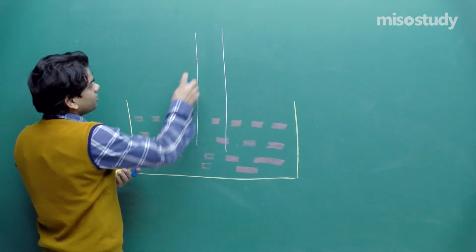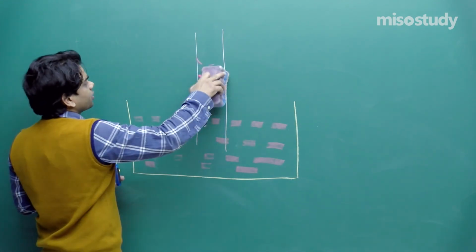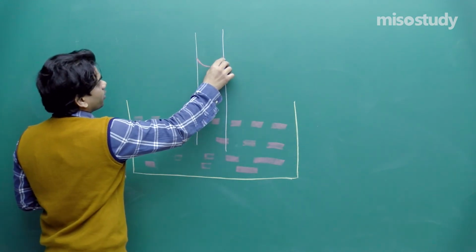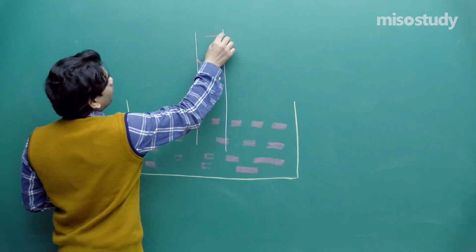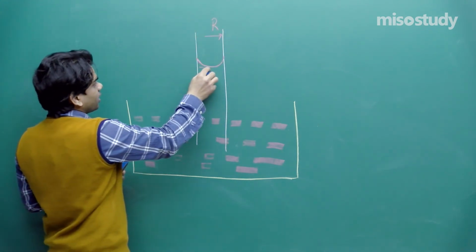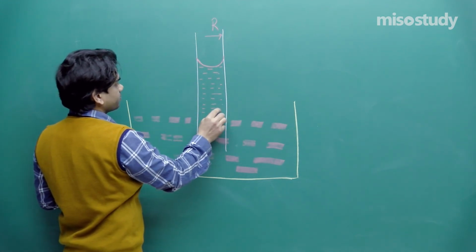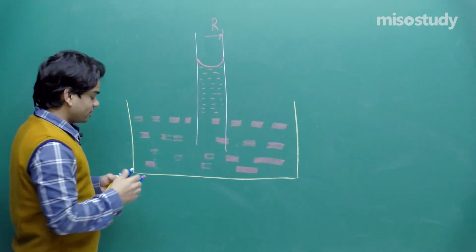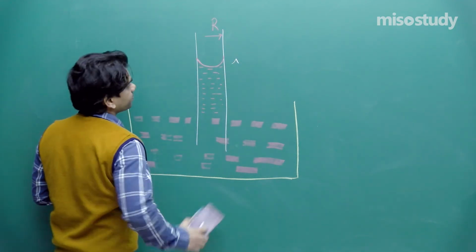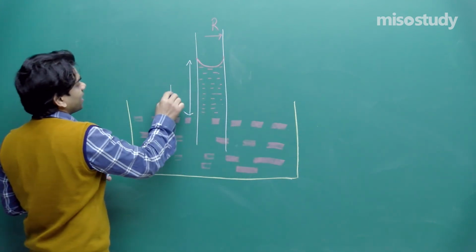Now see, the water will be making a meniscus that will be concave in shape. Now see, let's say the radius of the tube is given as capital R. This is the radius of the tube, and here we have the water which is contained. Now see here, let's say the height till which it has risen is given as h.